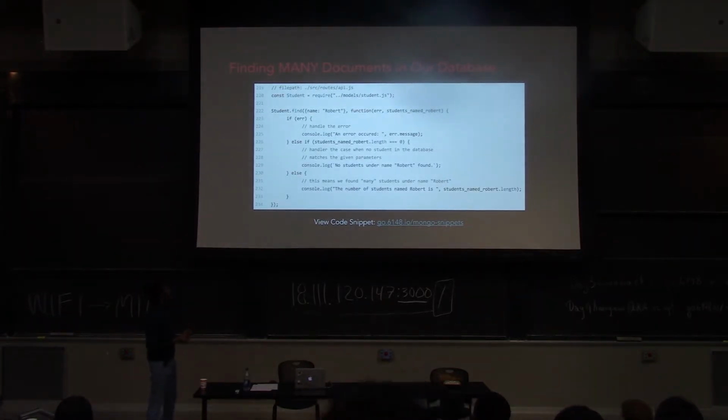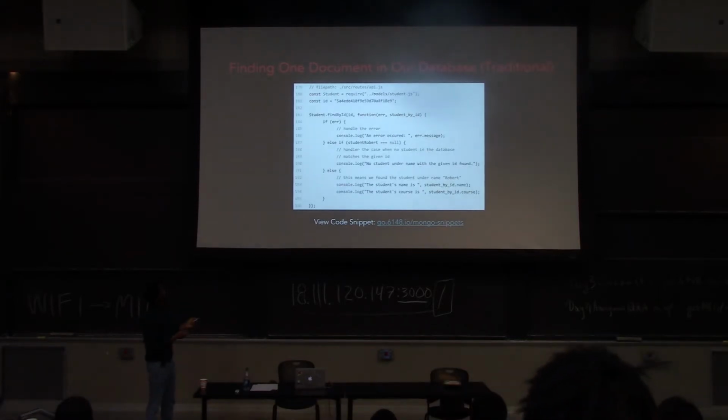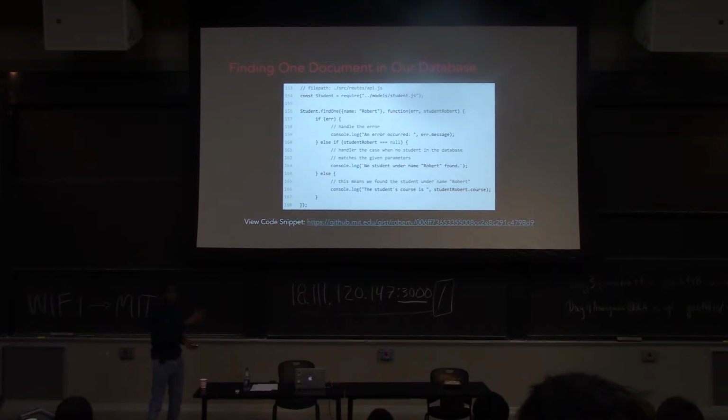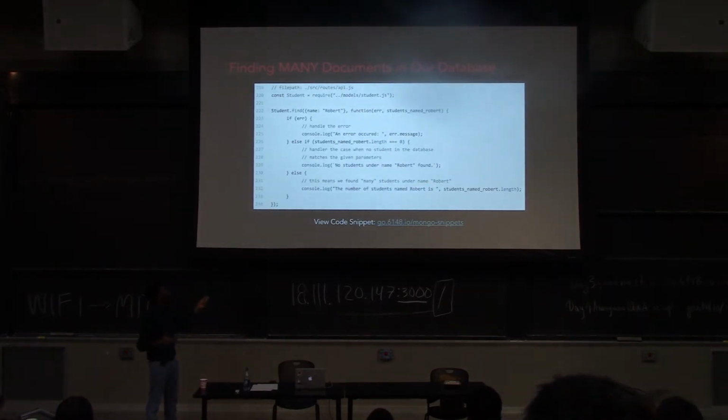Next thing is finding many documents in the database. This method here says specifically find one, but I wanted to find every student whose name is Robert. To do that, you just do student.find. This will find every single student whose name is Robert and return an array with a bunch of objects containing all the students whose names are Robert and their course number and any other parameter that you added in your schema.